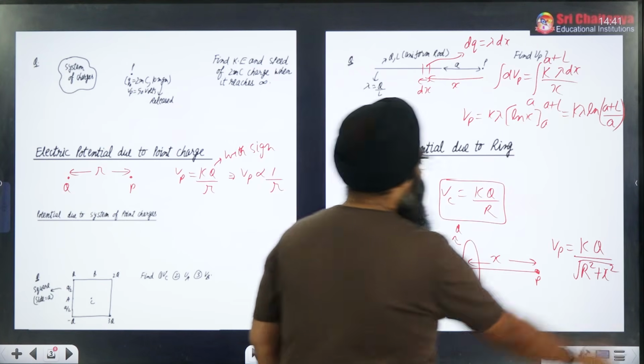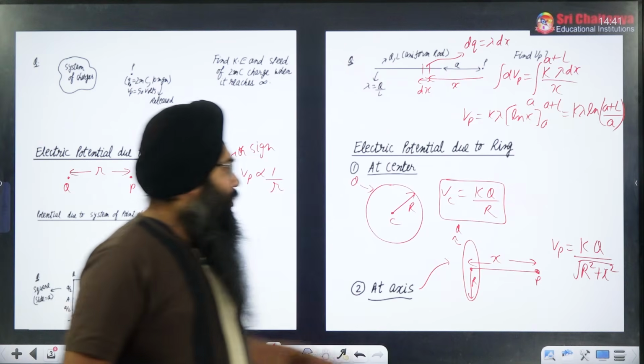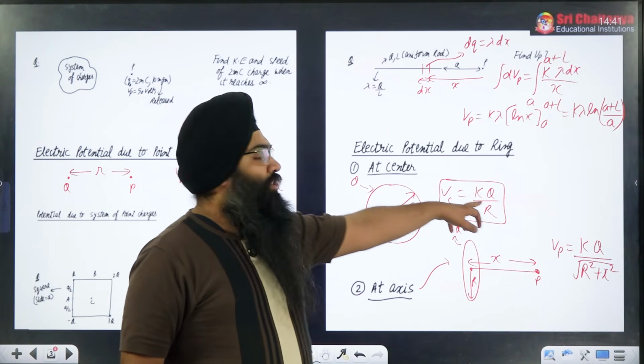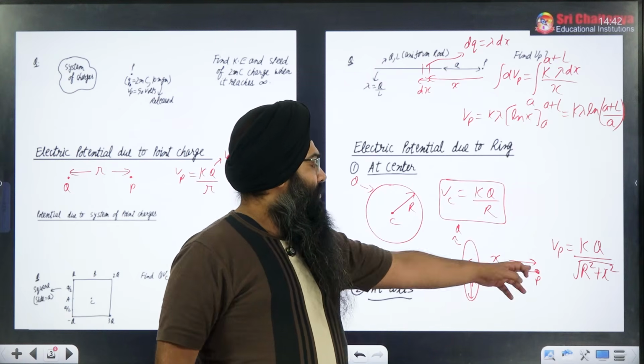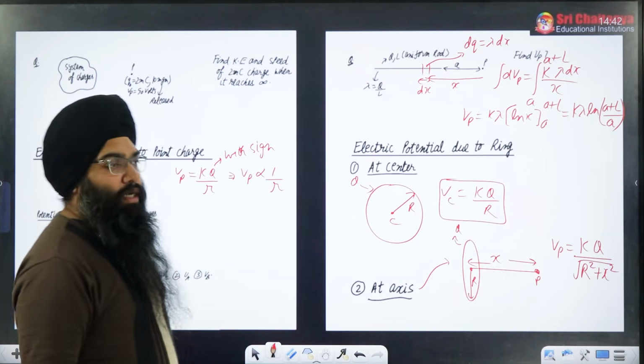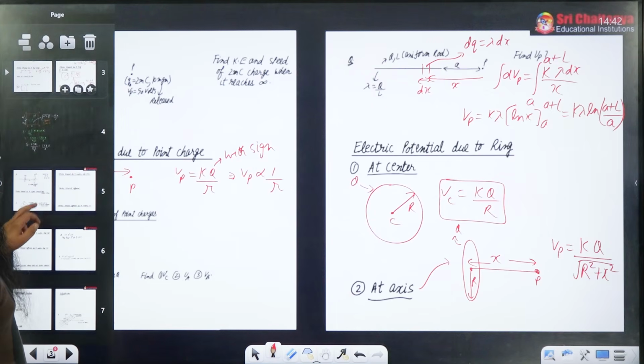See, these terms you have to remember only, because right now the derivation is not that important. Just remember the results, and you will get the answers. At the center of the ring, the potential is kQ by R, and at a distance x on the axis of the ring, the potential will be kQ divided by under root of R square plus x square. So let's move in the forward direction.